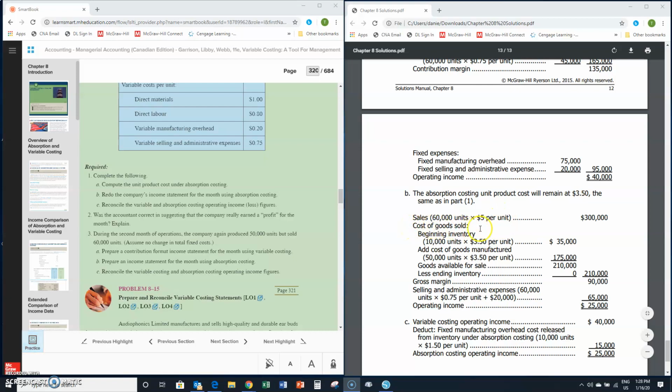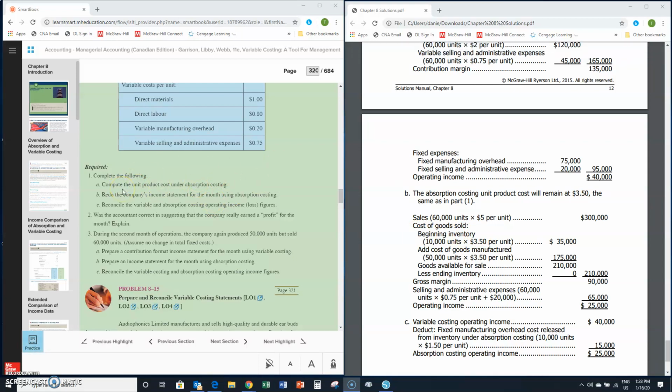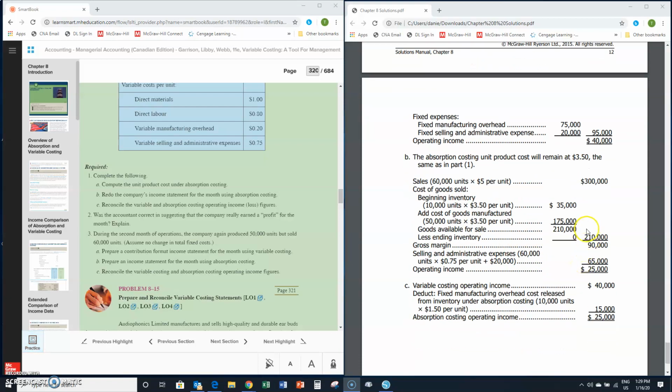Now we do cost of goods sold. It's going to be our beginning inventory, and we know from last time when we did part 1 here that we had an ending inventory of 10,000 units, and we also had calculated in part 1A that the cost was $3.50 per unit. So our beginning inventory is 35,000. Add the cost of goods manufactured. Well, it tells us that they produced 50,000 units, so 50,000 units times the cost per unit of $3.50, 175,000. So goods available for sale then are 210,000.